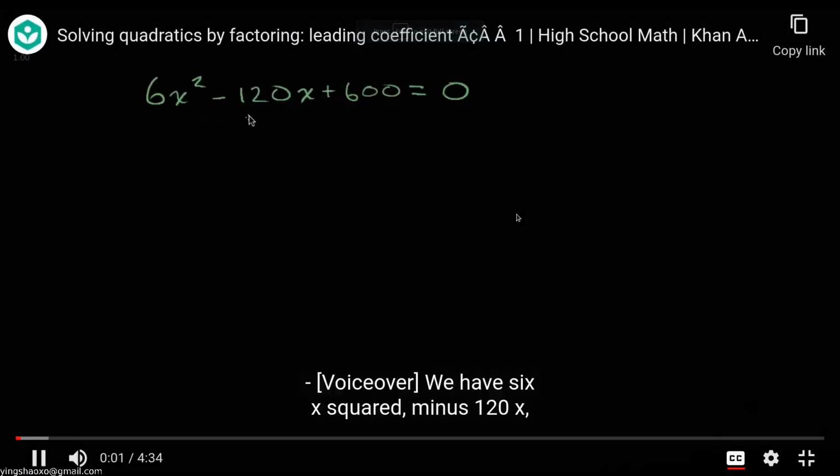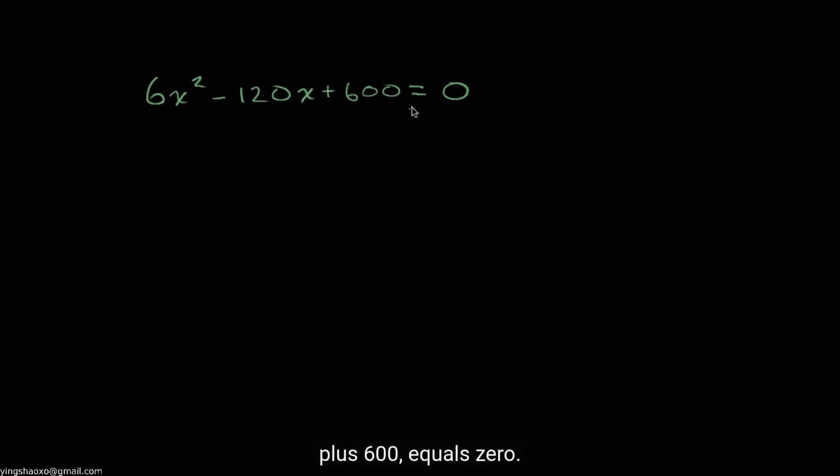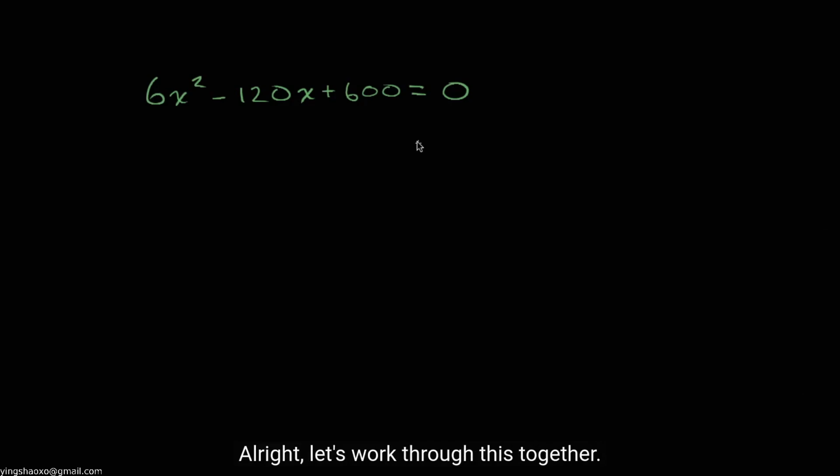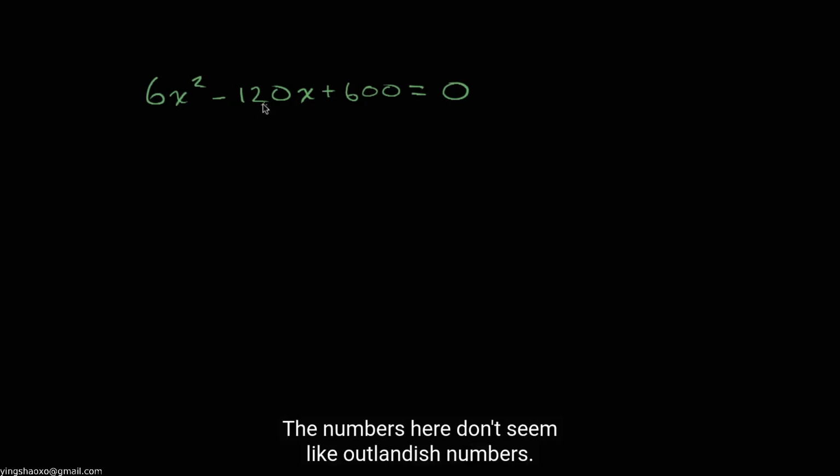So we have 6x squared minus 120x plus 600 equals 0. Like always, pause this video and see if you can solve for x, if you can find the x values that satisfy this equation. All right, let's work through this together. So the numbers here don't seem like outlandish numbers. They seem like something that I might be able to deal with and I might be able to factor. So let's try to do that.